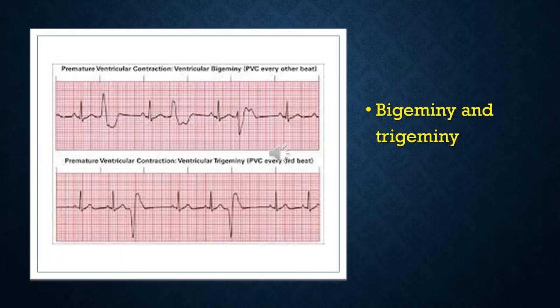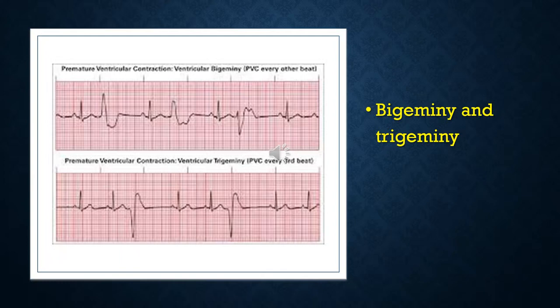In the lower strip of this slide, you can see trigeminy. What is meant by trigeminy? We have two successive sinus beats followed by one PVC. Two, then one PVC. This is called trigeminy. Quadrigeminy will be three sinus beats followed by one PVC, and so on.